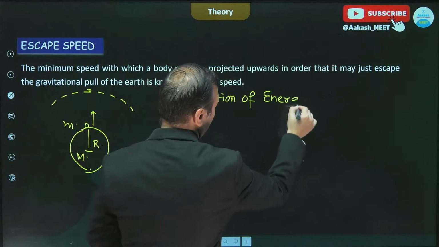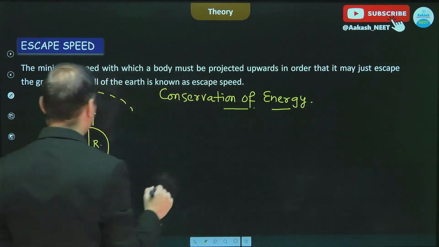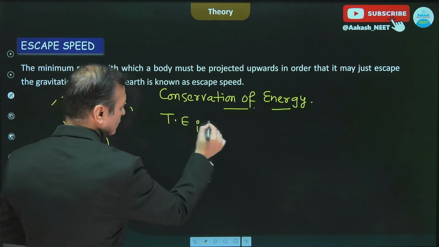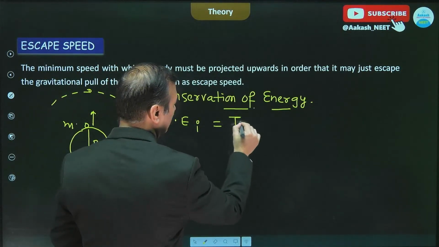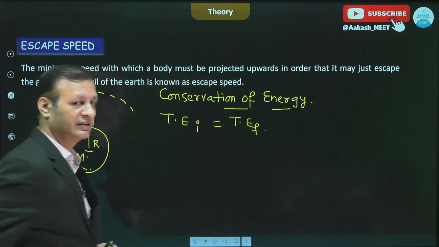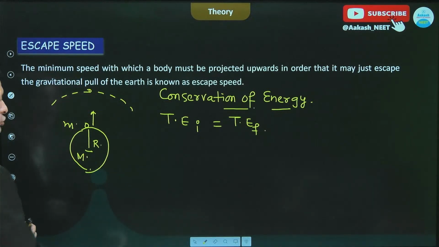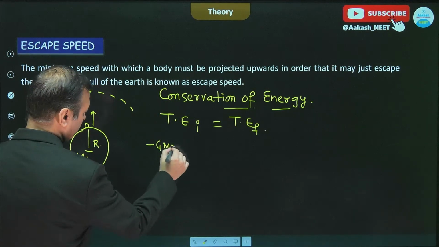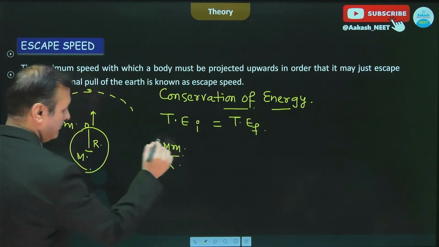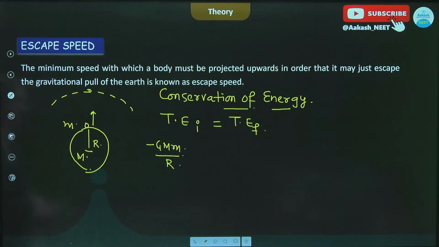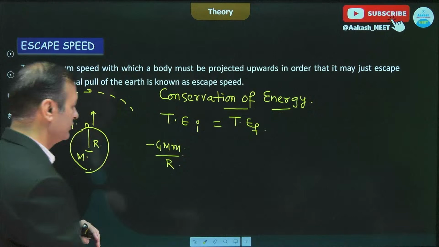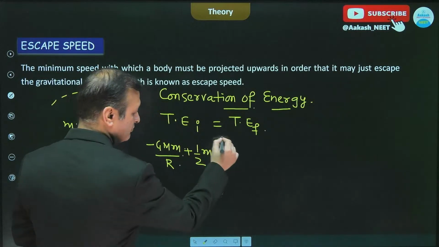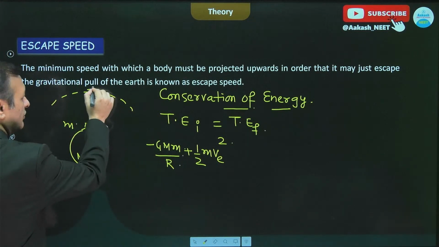So I'm talking about conservation of mechanical energy. What is the total energy initially that should match with the total energy at the final point? At this point we have gravitational potential energy on the surface, and that is minus GMm by R. So this is the gravitational potential energy, plus we project it with some speed, we call it the escape speed, so that it just manages to reach here.